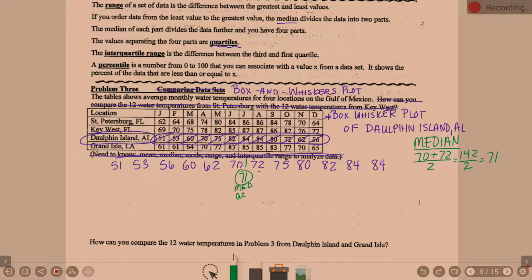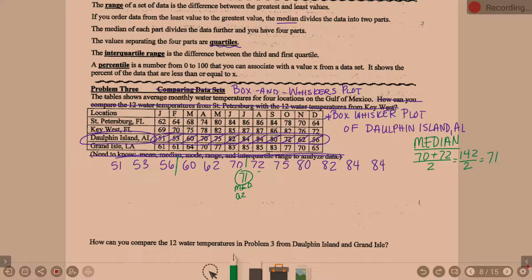Now we need to find the lower quartile. Lower quartile says, forget everything above the median. We're not going to use the median. And even if the median was a number in the list, you don't use the median. Use the numbers below it, numbers above it. So we're going to use everything below the median, which is my 51 through 70. What's the middle of those numbers? What's the median of the lower half? 58.